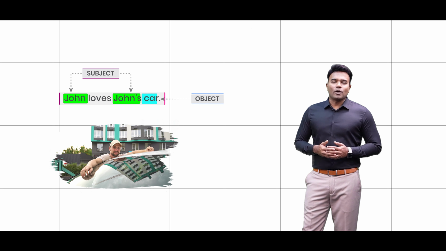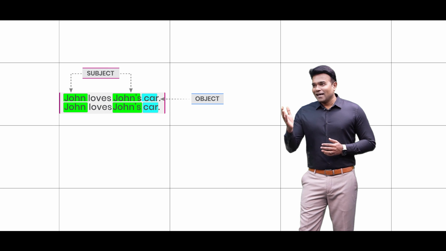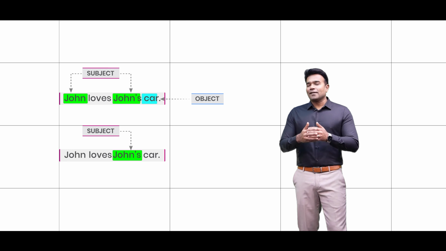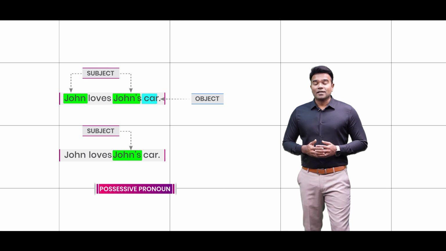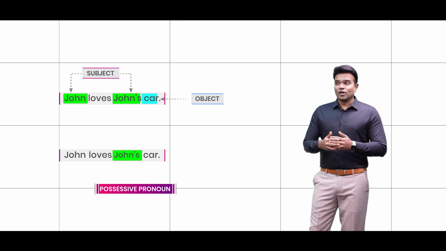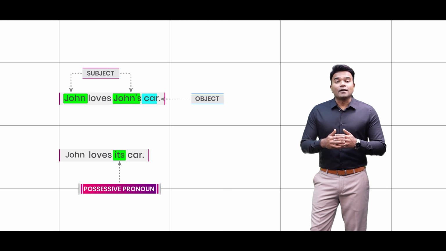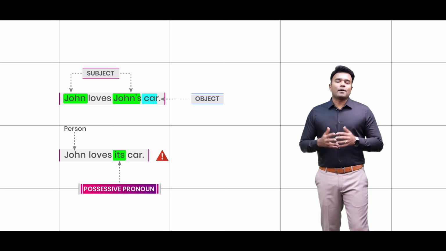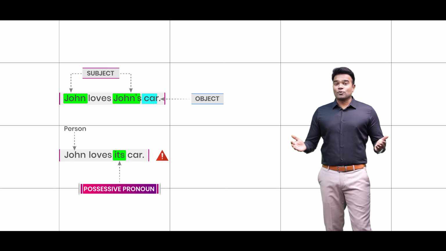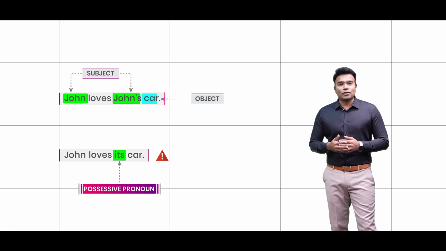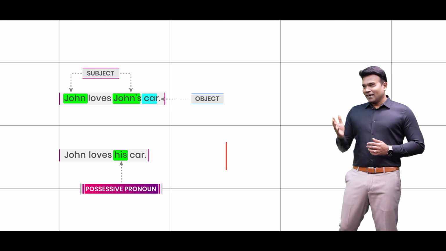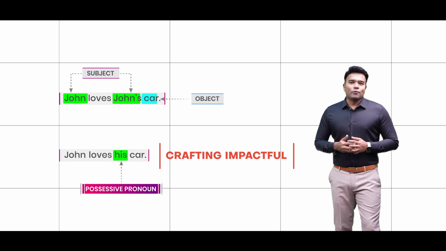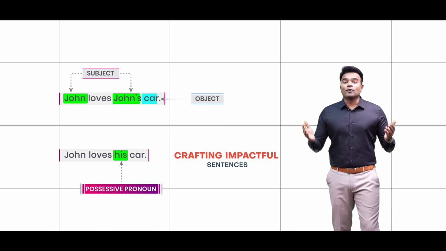And if I really have to eliminate this complication, all that I'll have to do is to replace the second occurrence of the subject with the suitable possessive pronoun, and in this case I cannot replace the second occurrence of the subject, John's, with its. Obviously, John is a person and I cannot be referring to him as an animal or a thing. In other words, what I mean to say is that the suitable possessive pronoun in this case happens to be his. And now, if you notice the sentence, John loves his car, it is definitely a meaningful and impactful sentence which is a lot smoother and easier to read.